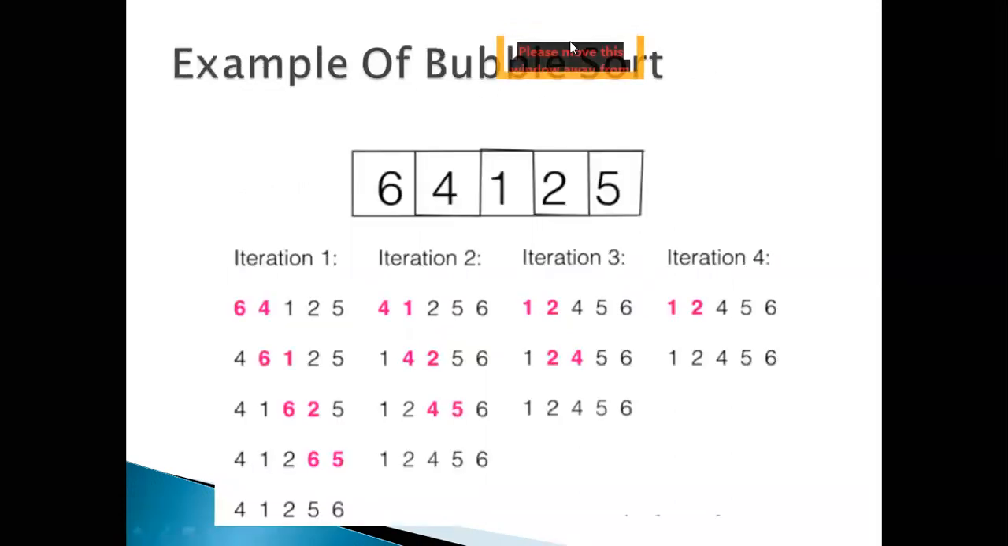Now let us consider an example of bubble sort. Suppose we have an array 6, 4, 1, 2, 5. In the first iteration, we see that the 6 and 4 are out of order, so we swap these two. Then we see that this 6 and 1 are also out of order, so again we swap this 6 and 1, and we get 4, 1, 6, 2.